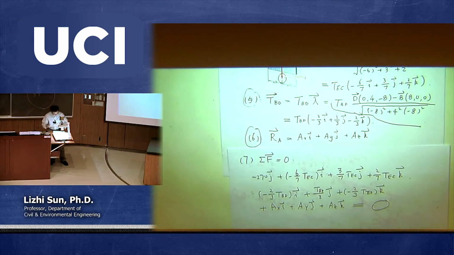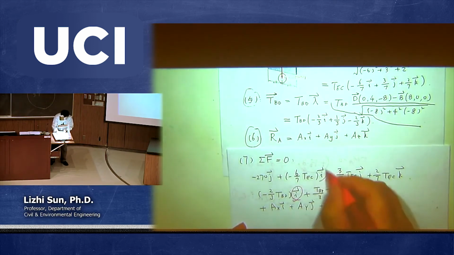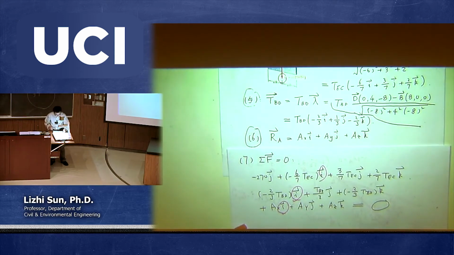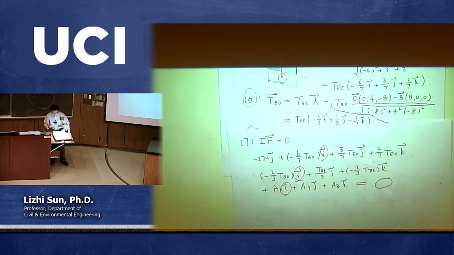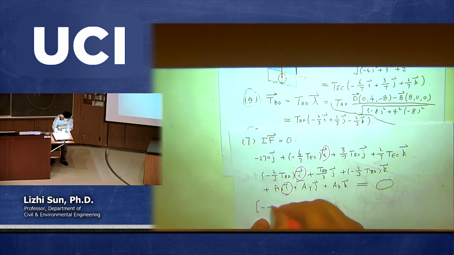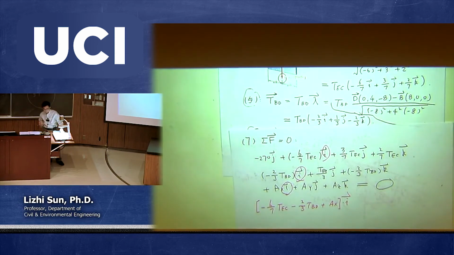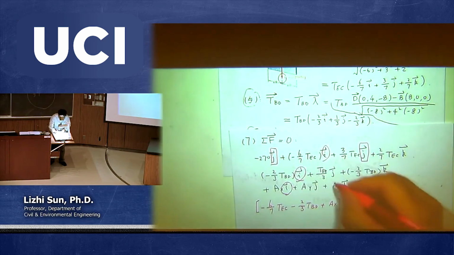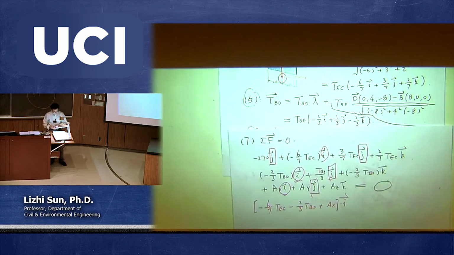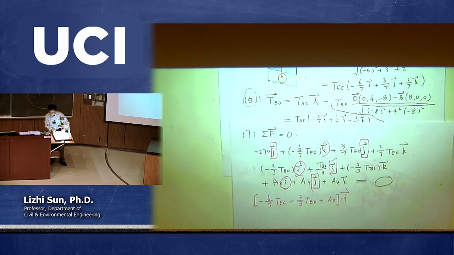So this is I, this is I, and this is I, right? Okay, so let me collect the coefficient in front of I. You finally end up with 6 over 7 TEC minus 2 over 3 TBD, and then plus AX multiplied with I. So that's the first one by sorting in terms of different groups. Second, we have this J, and J, right? So these four should form another group.